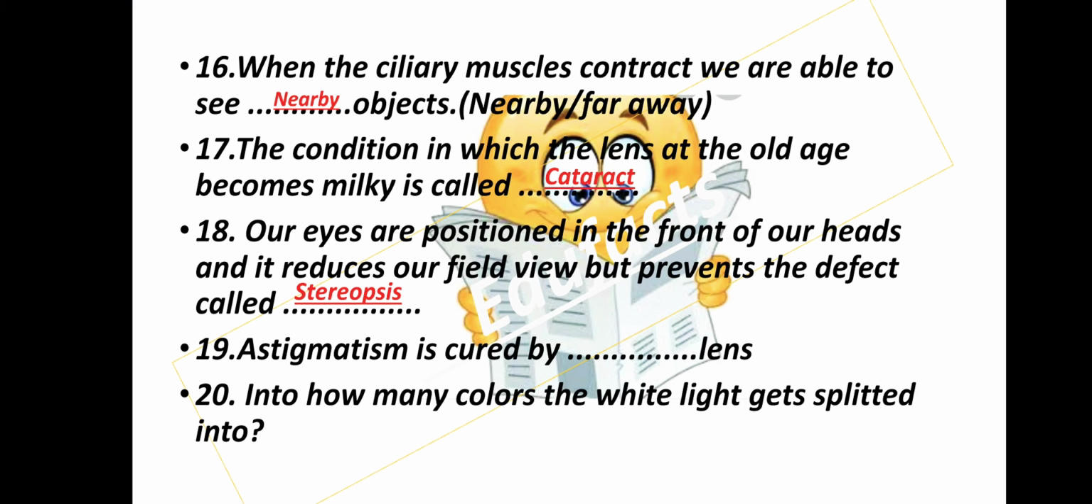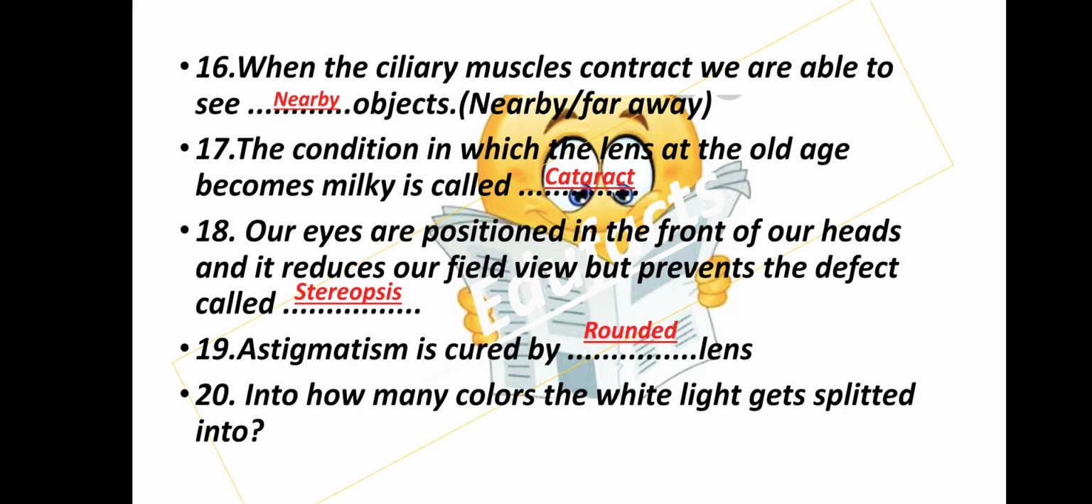Next one, astigmatism is cured by dash lens. Astigmatism is cured by cylindrical lens. Now, what is astigmatism? Astigmatism is a type of refractive error in which the eye doesn't focus light evenly on the retina.